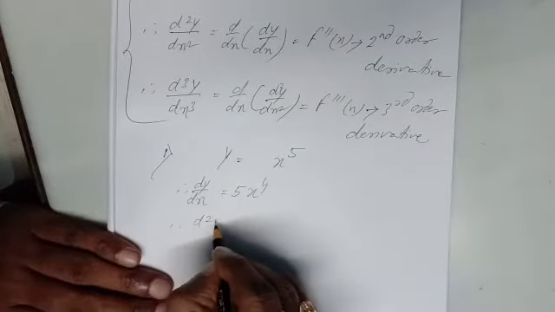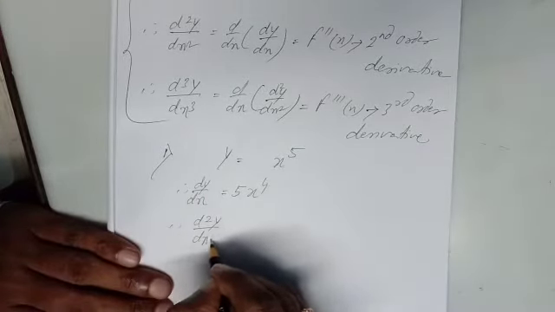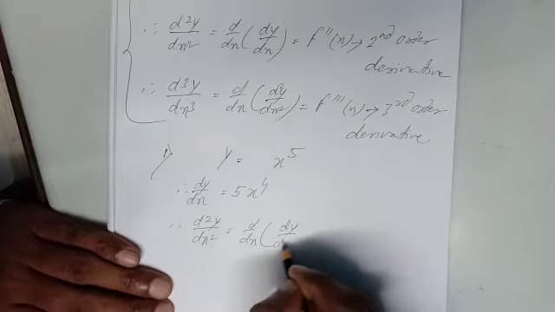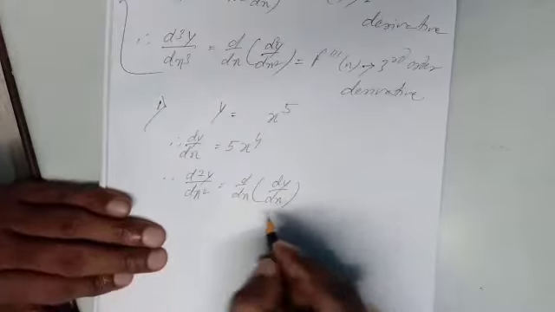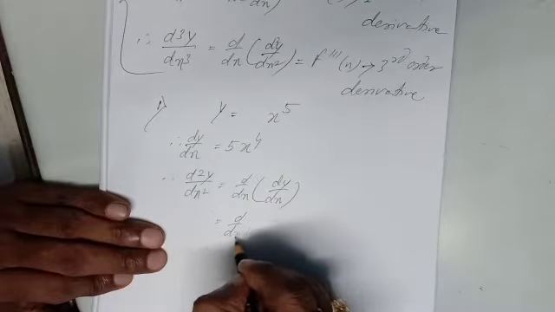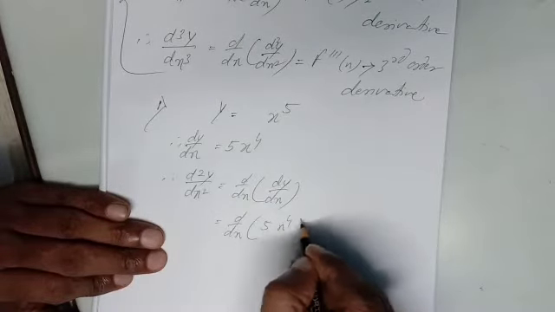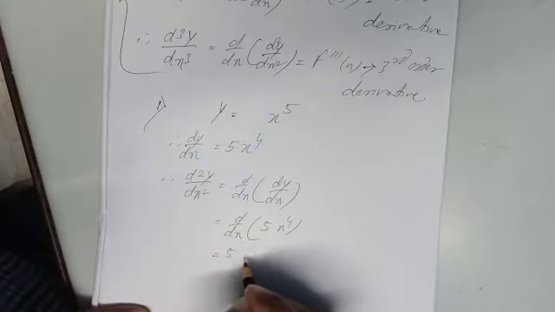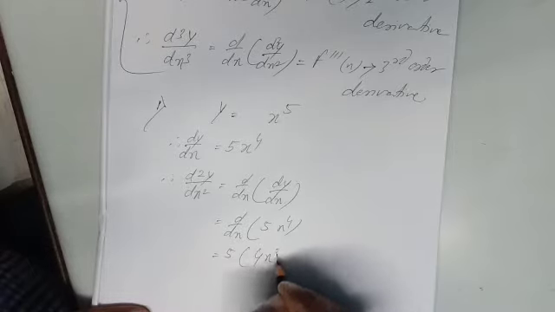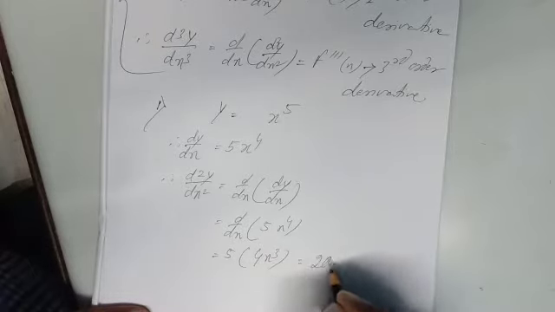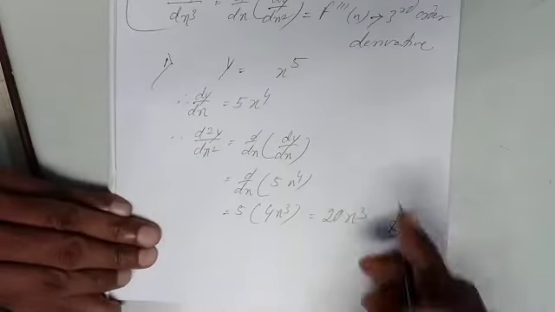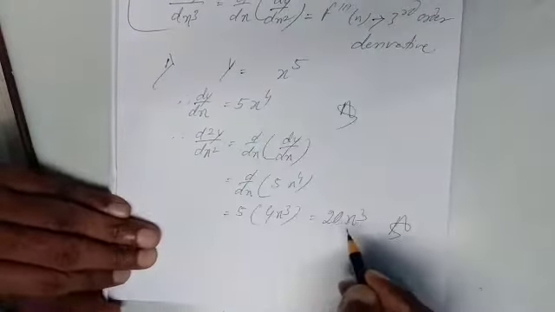Again, derivative of this means second order derivative. This is d by dx of dy by dx. You write here d by dx of 5x to the power 4. How much will it be? 5 will be outside, and this will be 4x cube. Final answer will be 20x cube. This is called second order derivative, and this one is first order derivative.